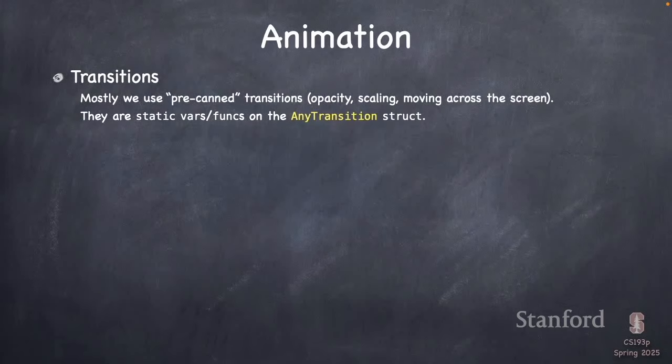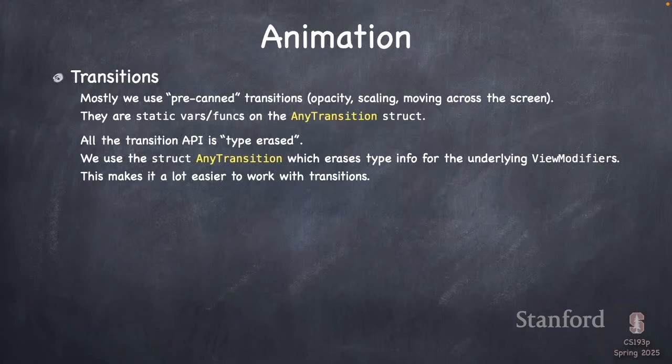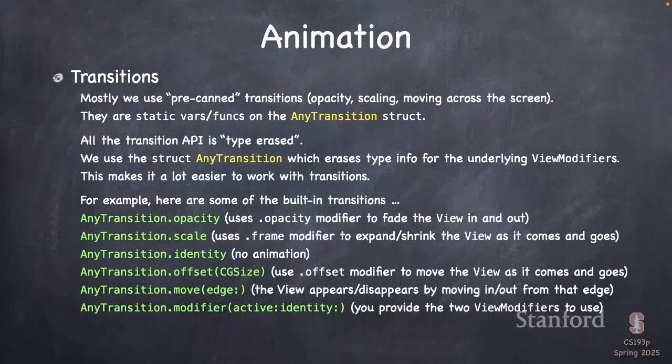We use this AnyTransition struct. It does something that we call type erasure, because we do not want to be thinking about the types of all the view modifiers and all the stuff that's going on under the scenes to do these transitions. So instead, we use this AnyTransition struct, which is what you're going to look up in the documentation. It's called AnyTransition. Kind of weird. And when you look at AnyTransition here, you're going to see all the different kinds of transitions you can do, like AnyTransition.opacity, which is fade in and out, AnyTransition.scale, that's zooming in and out. You've got AnyTransition.identity, that's no animation.